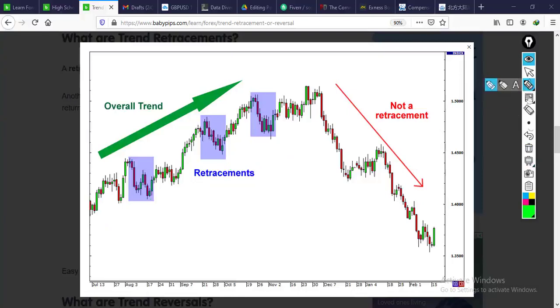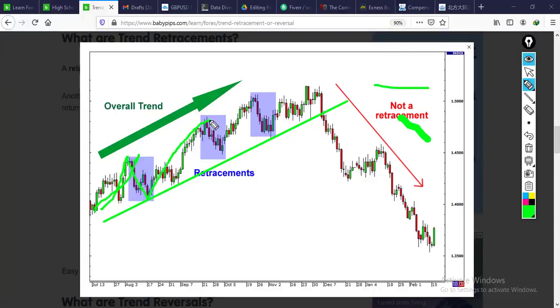So here we have the trend, and then here we have the trend line. Okay, the market is trending to the top side, and then we have trend up. Okay, we're good. So we have up, and this is the retracement.